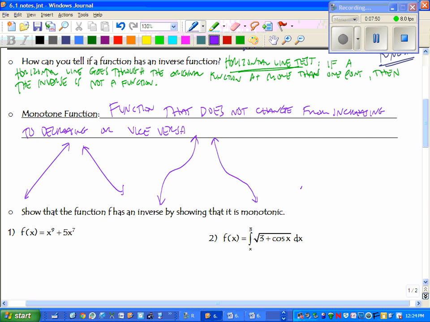But when it changes from increasing to decreasing, going back a couple chapters, we end up with a local minimum or a local maximum. Local max here, local min there. So that's not going to be a monotone function because it's changing from increasing to decreasing, which tells us it's not going to pass that horizontal line test. So this one is not monotone, and our other 4 examples are. To be monotone, it doesn't change from increasing to decreasing at all.